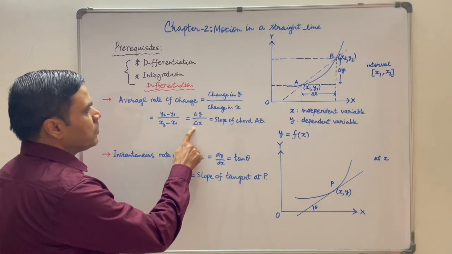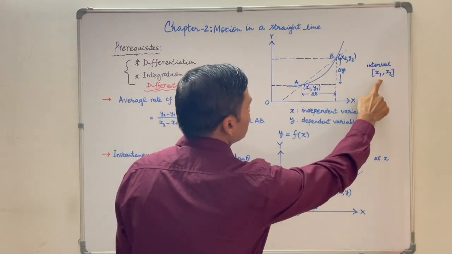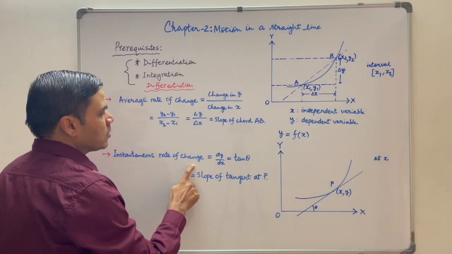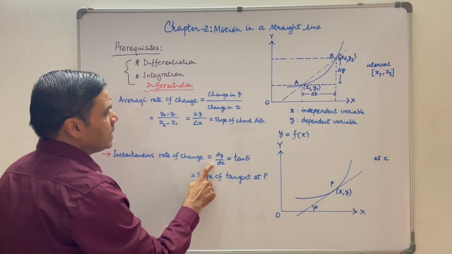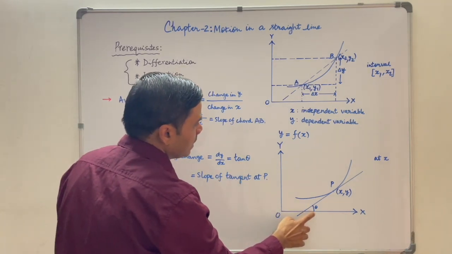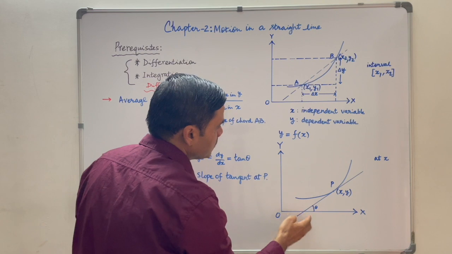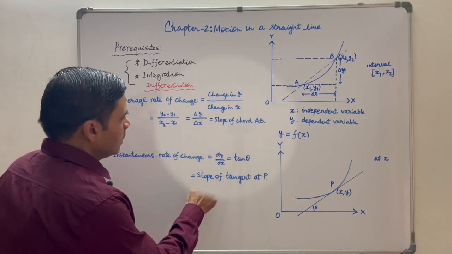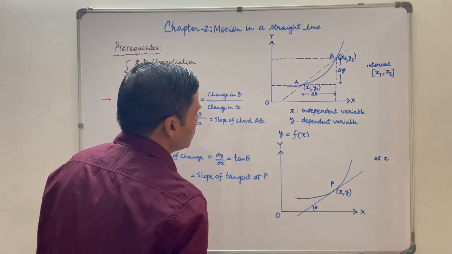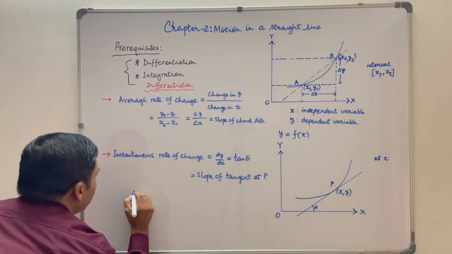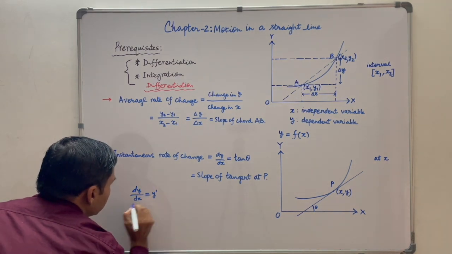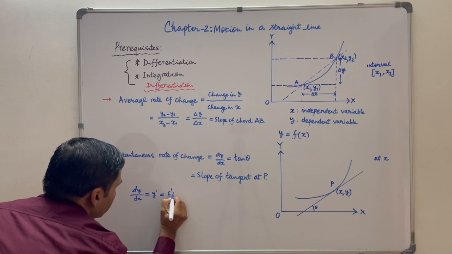The second term is instantaneous rate of change. Consider delta x to be very small so that this interval shrinks to a point x. Then the instantaneous rate of change is given by dy by dx and it is equal to tan theta, where theta is the angle that the tangent at P makes with the positive x-axis. dy by dx can be calculated by the first derivative of the function y is equal to f(x), and it is denoted by dy by dx is equal to y dash is equal to f dash x.